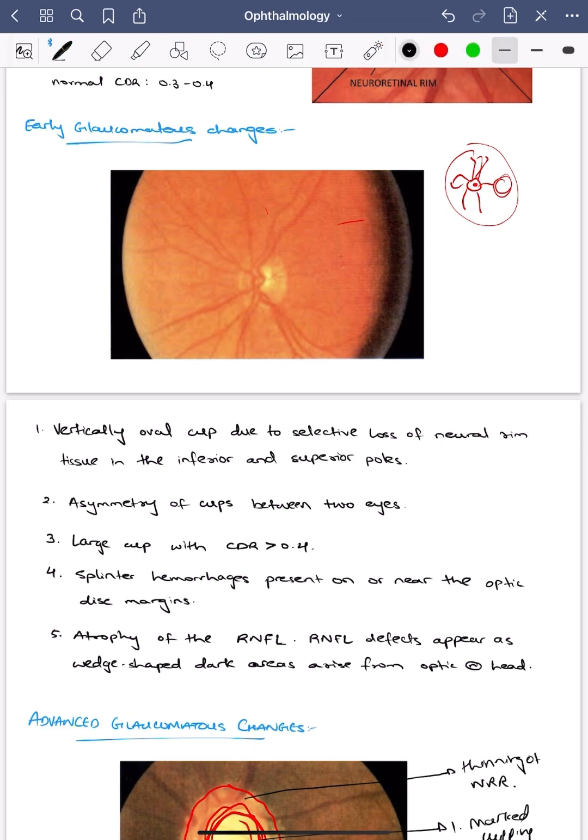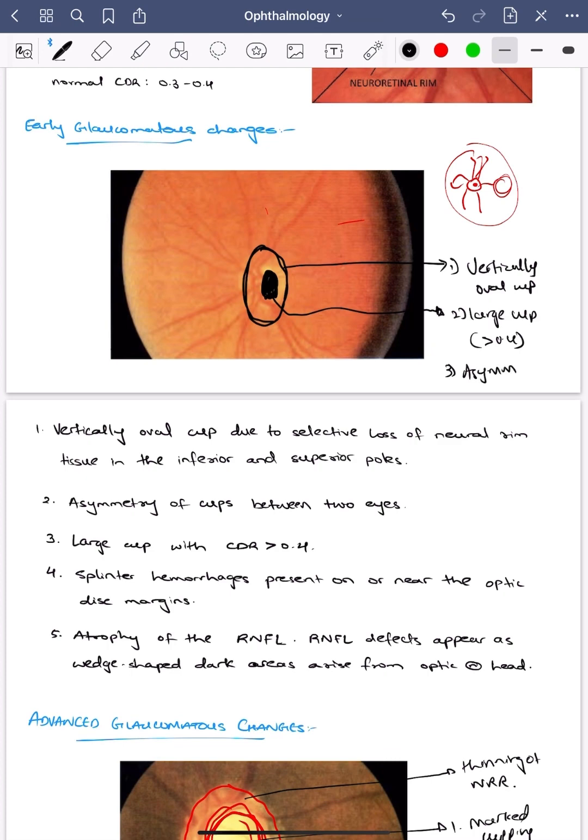So first there is a vertically oval cup, okay, and second is a large cup with the cup disc ratio greater than 0.4. The third is that there is asymmetry between the cups of the two eyes. So again, the first is vertically oval cup. Second is there is a large cup with cup disc ratio greater than 0.4, and the third, there is asymmetry between the cups between the two eyes.